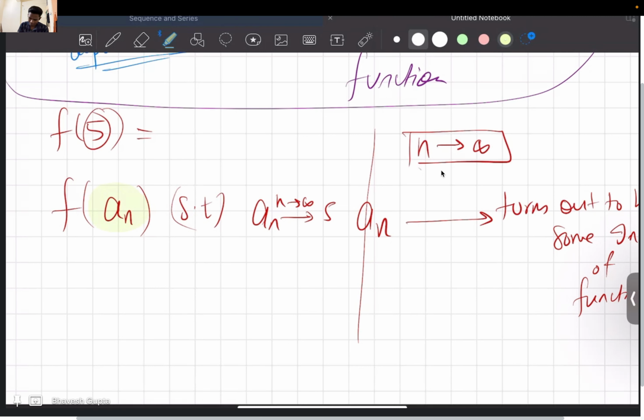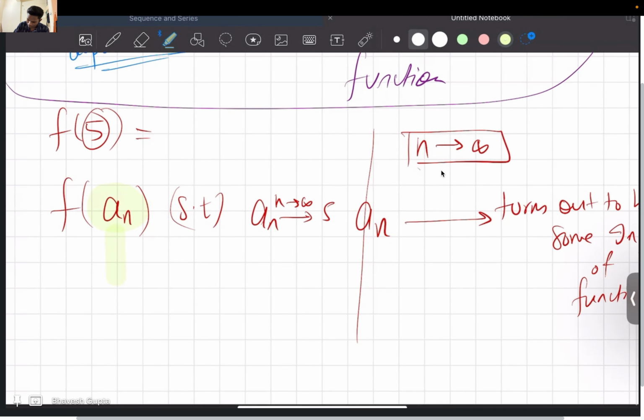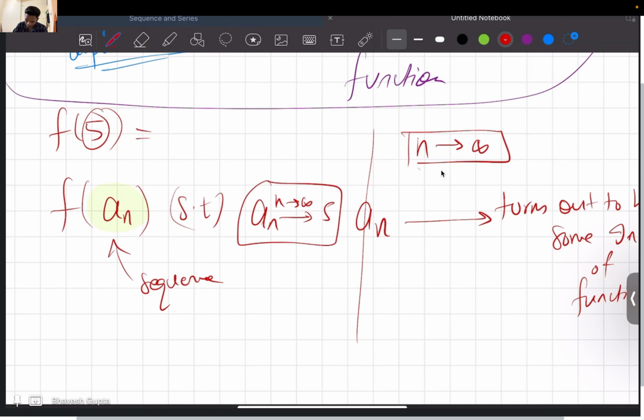So instead of putting 5, we will make the input a sequence, and we will slowly and gradually approach 5 this way. This is what we call a sequential approach. So that's the idea here. I hope this idea is clear to you, right? So why are sequences and series so important? Because this gives you another tool, another approach, to do the analysis at a point for which the function is not defined.